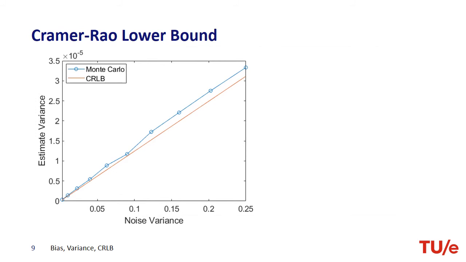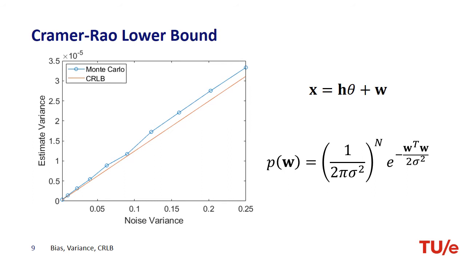Now, let's plot the variance of the estimate against the Cramér-Rao lower bound we calculate for different noise variance values. I will not provide the math to calculate the Cramér-Rao lower bound. You can find the formulation in the lecture notes. But I would like to emphasize 3 key points. First point, to calculate the Cramér-Rao lower bound, you need 2 essential components: the signal model and the noise probability density function.